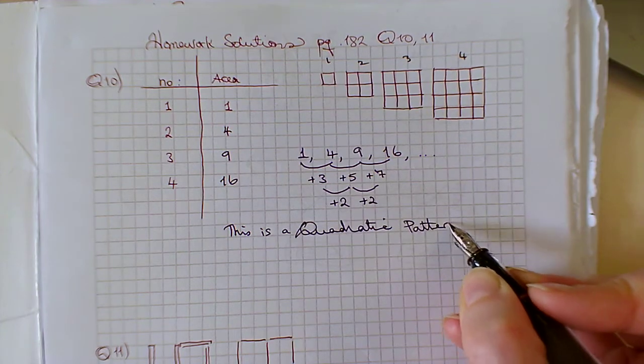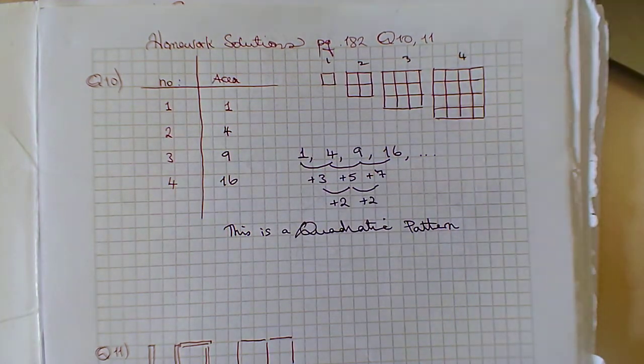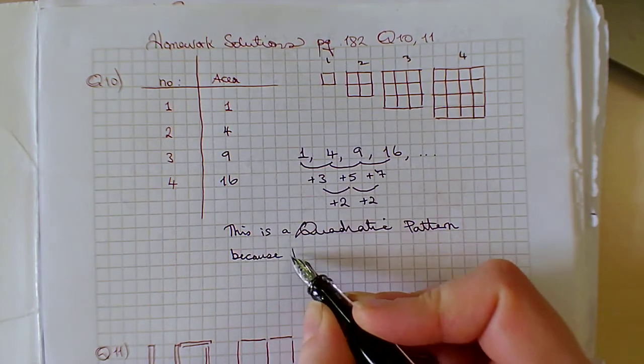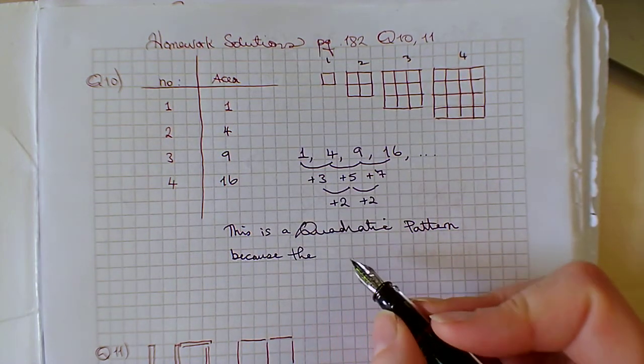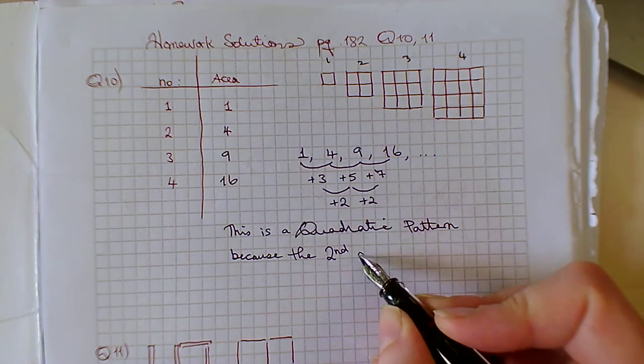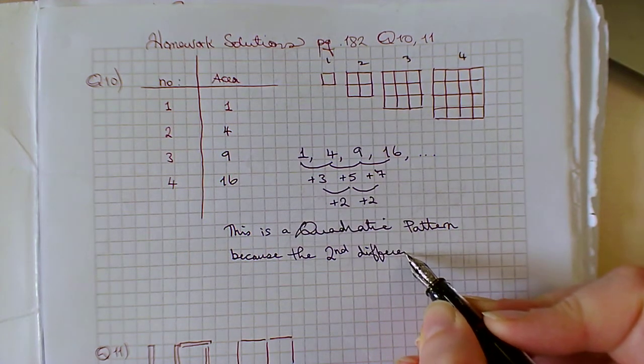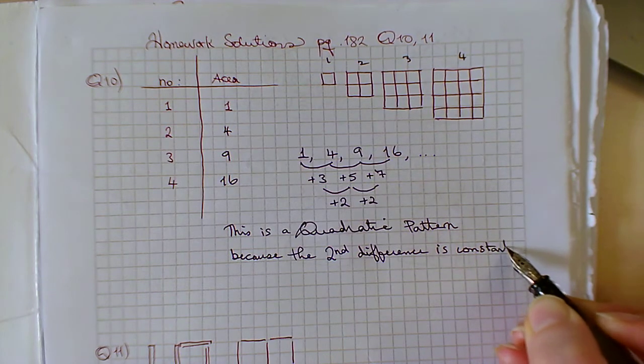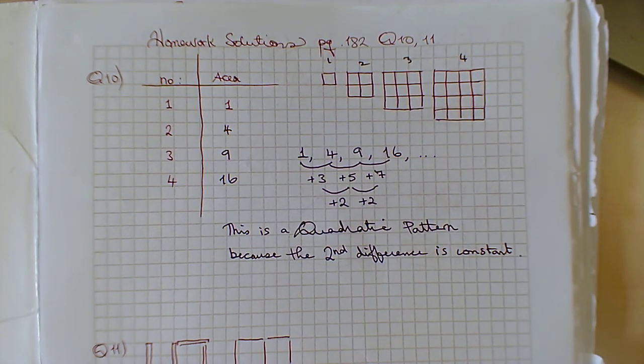And the reason for that answer is very straightforward, because the second difference is constant. So only quadratic patterns have a second difference that's constant. And if the second difference is constant, then it must be a quadratic pattern.